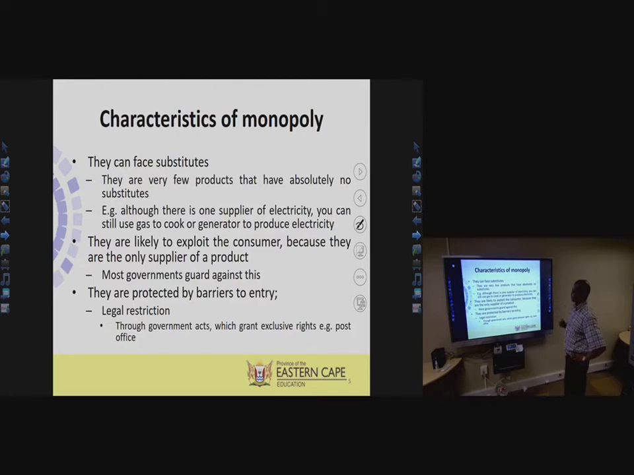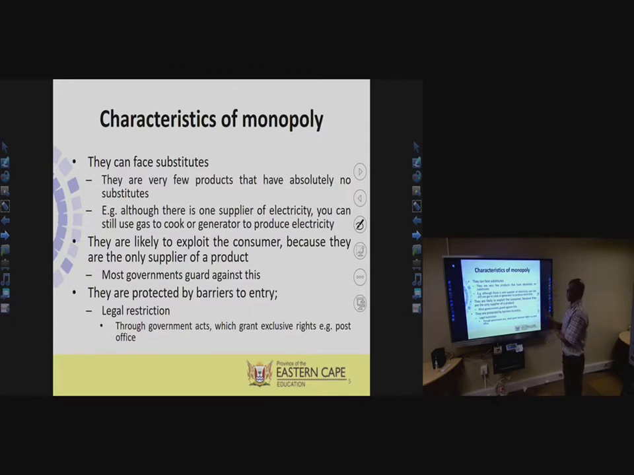They can face substitutes. We've said monopolies have a unique product, and that it does not have a close substitute, but it doesn't mean that there are no substitutes at all. There are very few products that have absolutely no substitute. I think I'm clear when I say they don't have a close substitute, but it does not mean that they don't have a substitute at all.